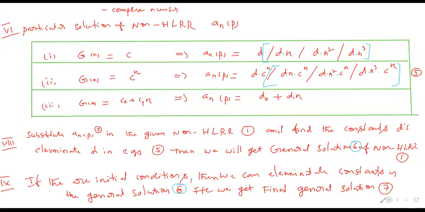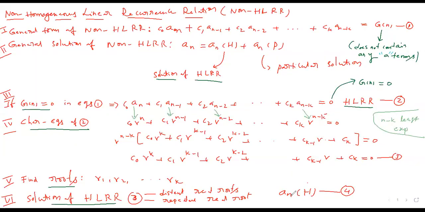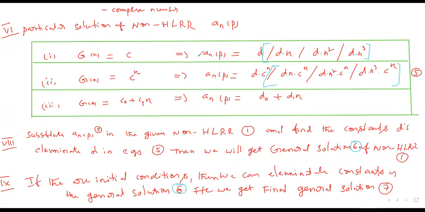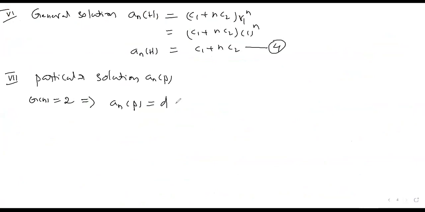You can see in the sixth step we calculated An of h. After that, what I told you, this particular solution is An of P only. This is step 7, am I right? Step 8, substitute An of P in the given non-homogeneous recurrence relation. This is equation 5. Clearly observe, this is equation 5.